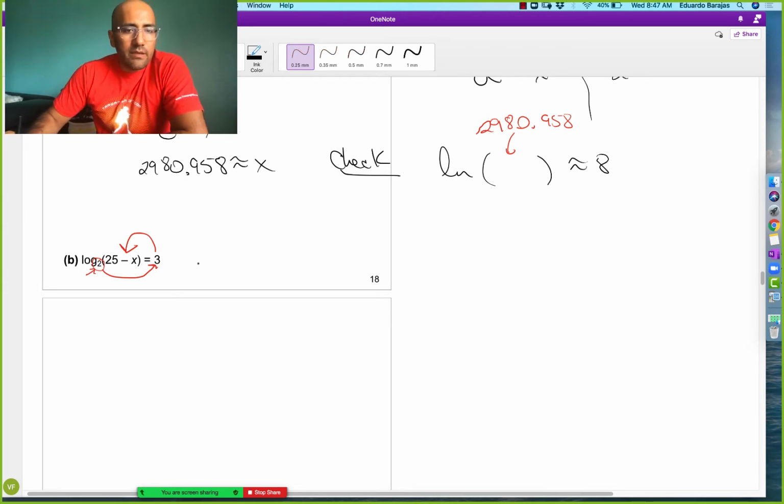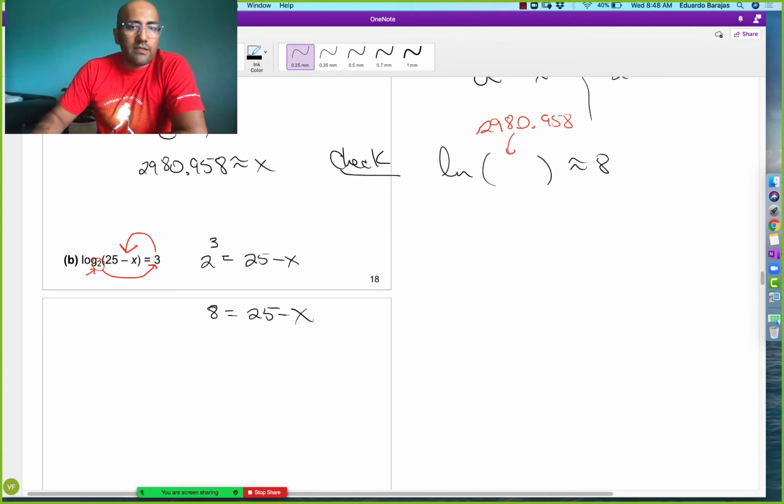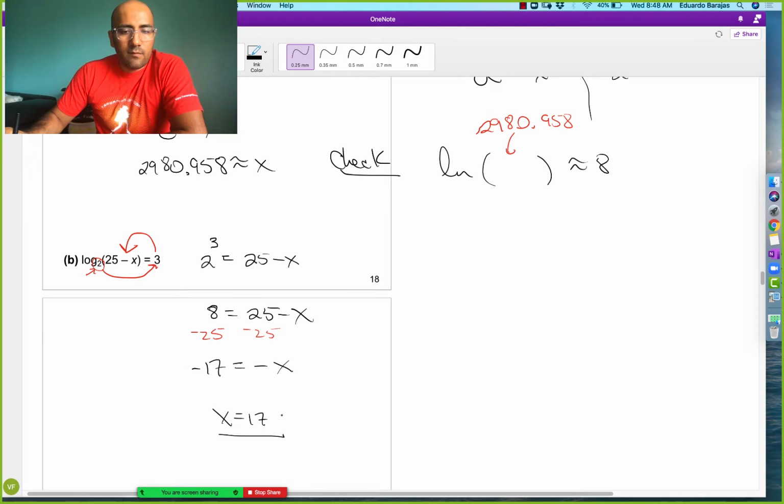We get that 2 to the power of 3 must be equal to 25 minus x. Good. All right, 2 to the power of 3 is just 8, so 8 must be equal to 25 minus x. And now we just solve for this guy. Minus 25 on both sides gets you to minus 17 equals minus x, and then divide both sides by that minus, so we get that x equals positive 17.